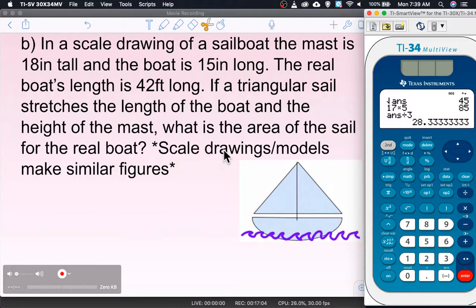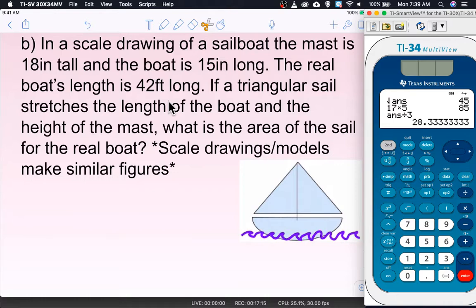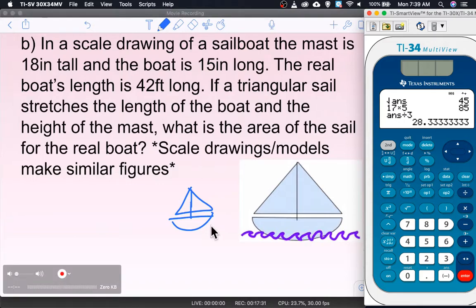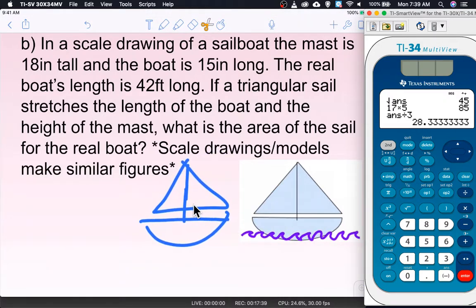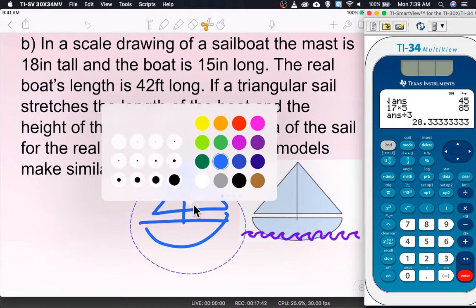And my little hint is that scale drawings and models make similar figures. So the scale drawing of the boat would be similar to the real boat. Mathematically similar. So you can use a proportion to find missing sides and stuff. Okay, so I'm going to make another little boat over here. There you go. So now, we'll call this one the drawing of the boat. So its mast, I need to make it bigger. I need to label stuff.